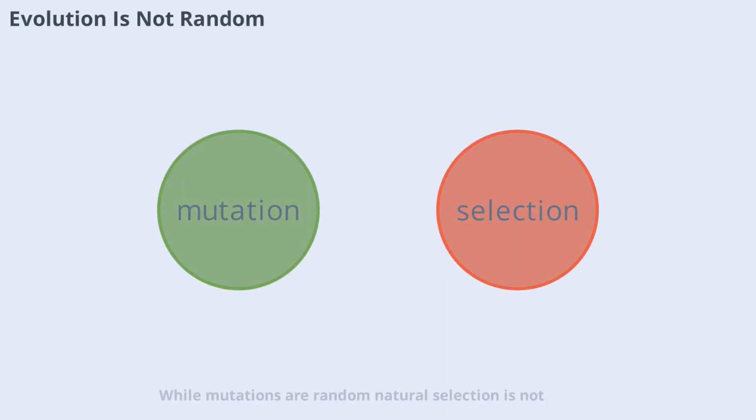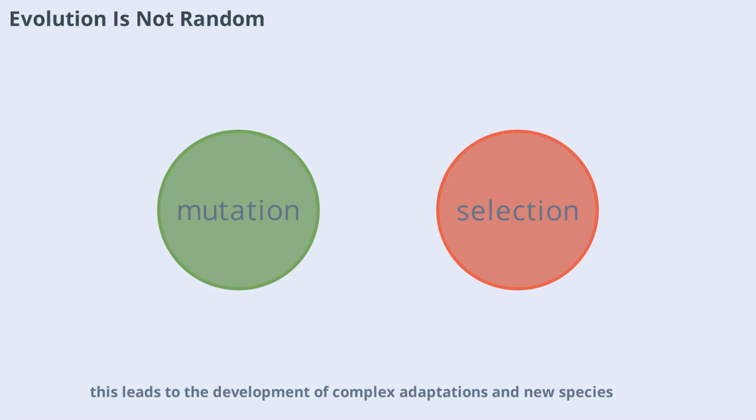All mutations are random, natural selection is not. It consistently favors traits that improve survival and reproduction. This means that evolution has a direction, shaped by the environment and the needs of the population. Over time, this leads to the development of complex adaptations and new species.